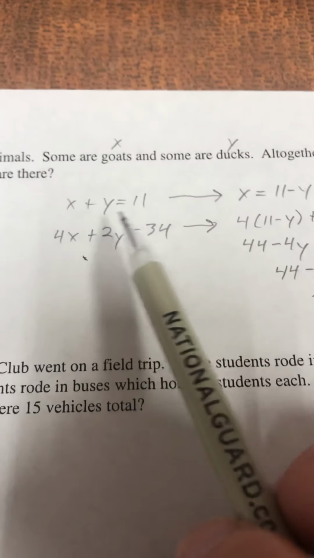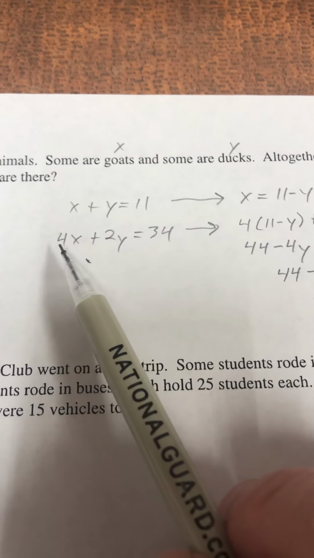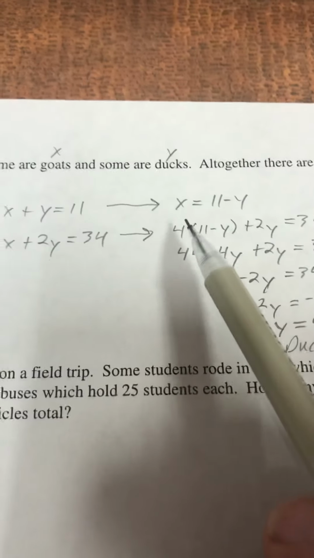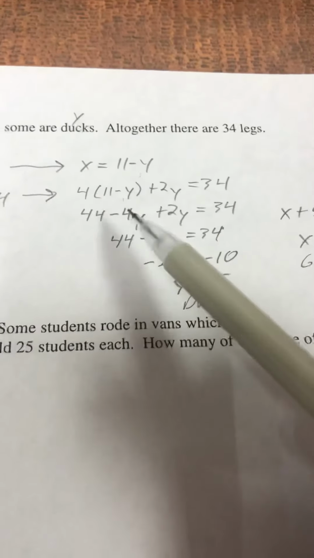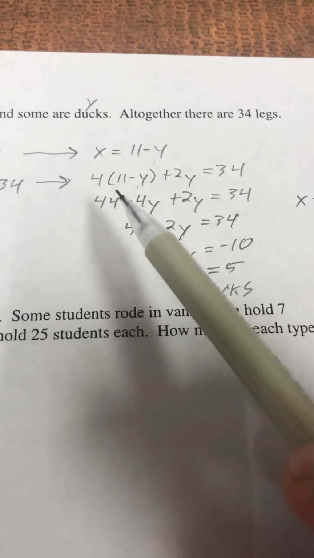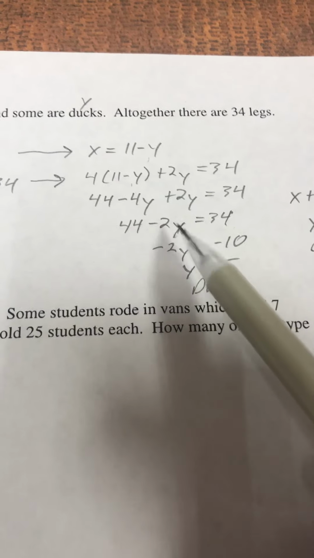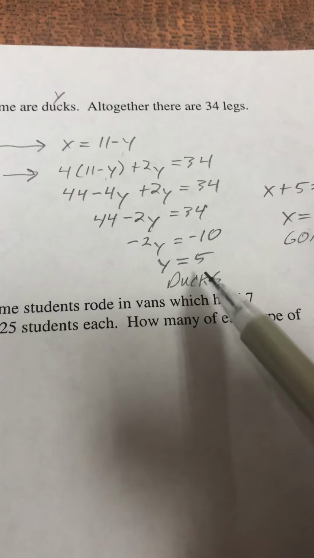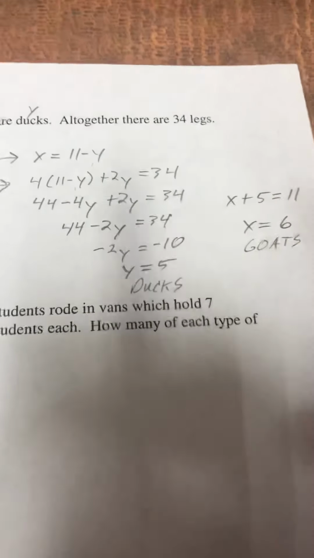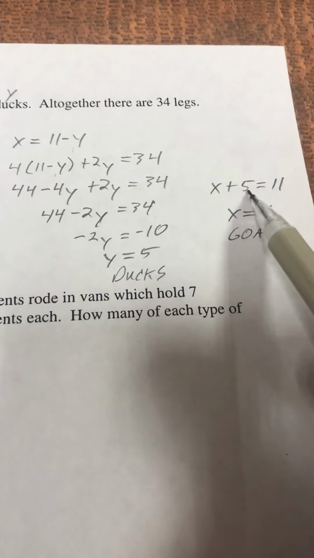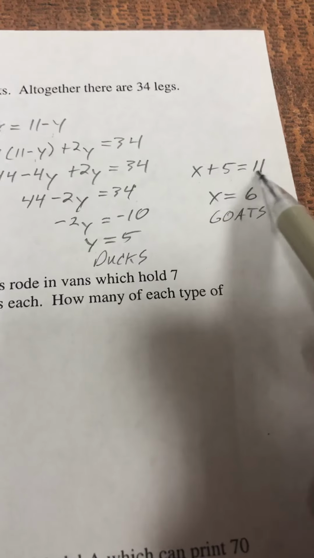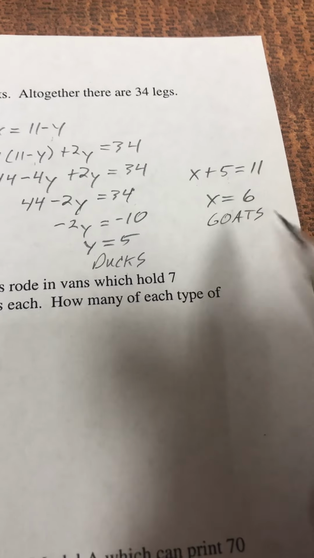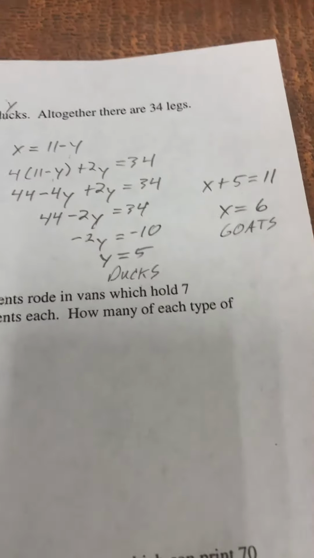Well, I set up how many animals there are, and then the goats have 4 legs, the ducks have 2 legs, okay? I solve for x, and then I substitute this value in for x, and I end up working the problem out, distributive property, combining like terms, and I get y equals 5. That ends up being my ducks. I plug that value in for y in the other problem, and x plus 5 equals 11. I subtract 5 from both sides, and I get 6 goats.